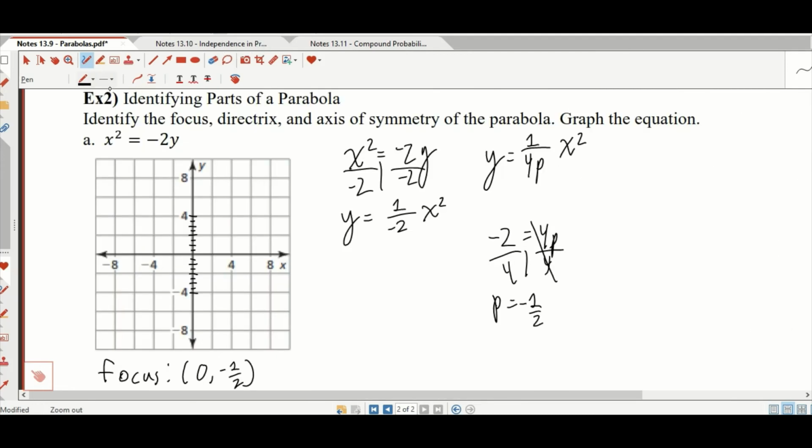Now, let's see here. So that means that the focus is at 0, negative 1/2, which means the directrix is the line y equals positive 1/2.